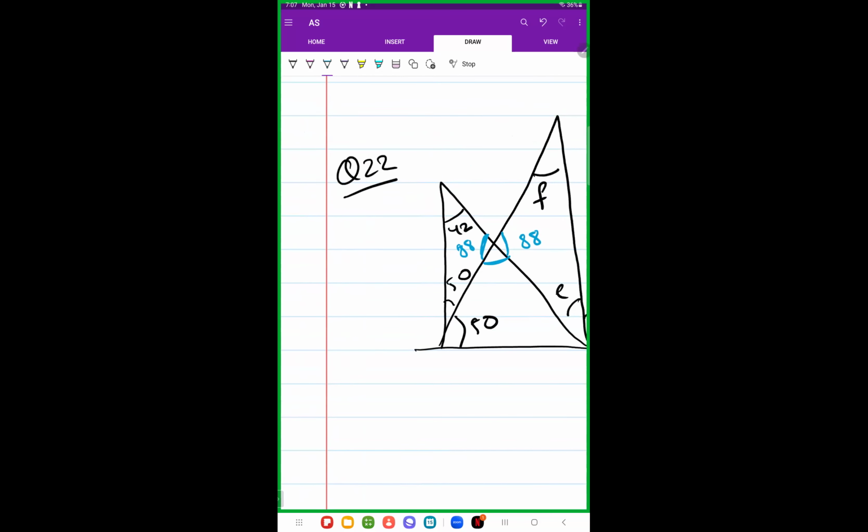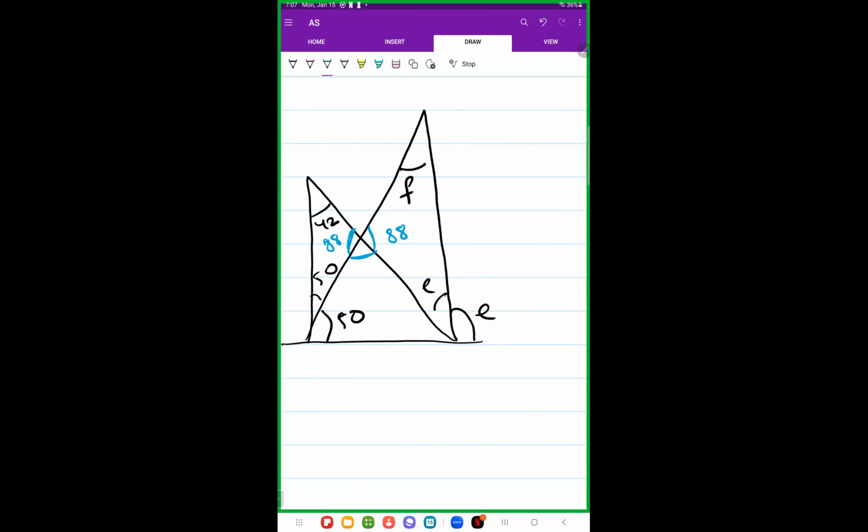Why 180 minus 88? How is that an angle on a straight line? Because this is a straight line and this is also a straight line. Oh, both of them are straight lines. So this is going to be 180 minus 88, which is 92. If this is 92, can you tell me this one? This would be 50 plus 92, and then 180 minus 142.